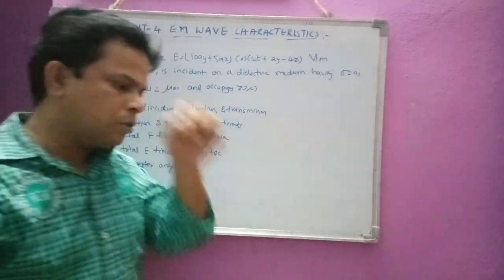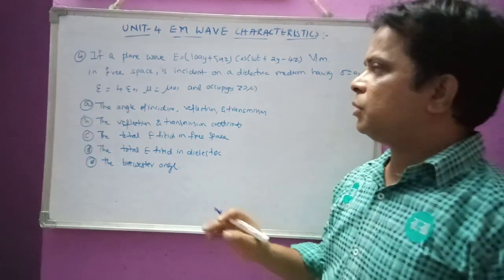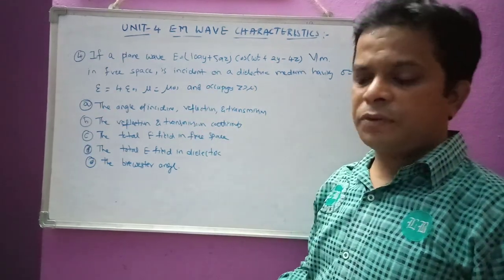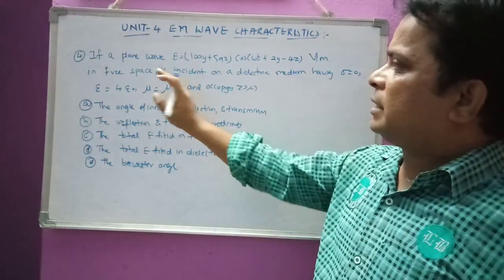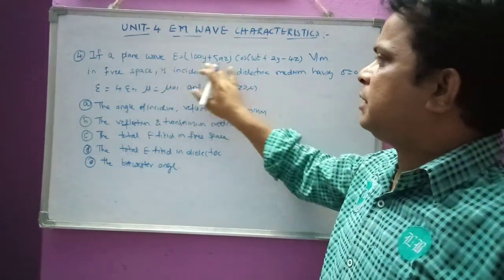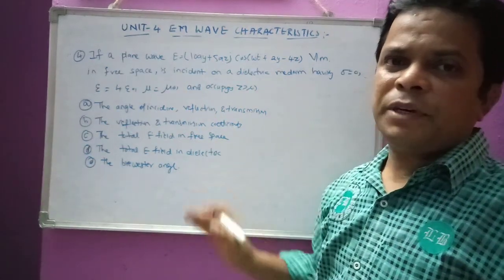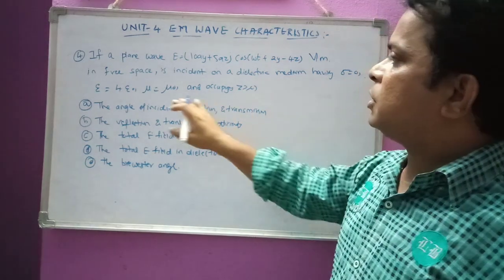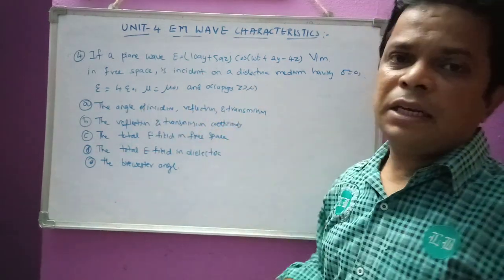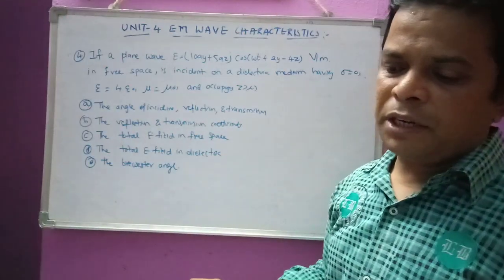This is a very lengthy question, and this will take almost half an hour. So we have to understand this question first, what he is actually asking. Here a plane wave is given like this, and it is in free space. Let us suppose that is medium 1, and it is incident on a dielectric medium having sigma equal to 0, and this second medium is the dielectric with this value, so it is medium 2 here.